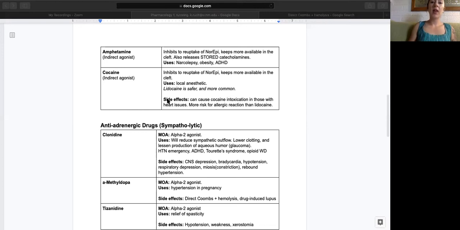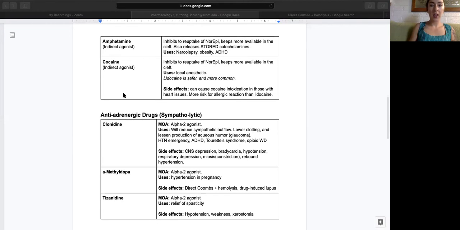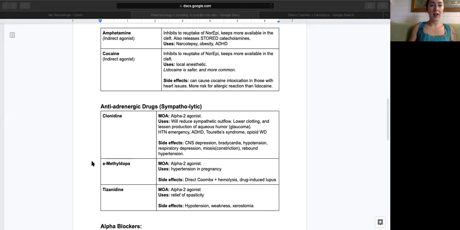Side effects of cocaine can be intoxication, and you need to be really careful in people with heart issues, as they're more susceptible to having a stroke or a heart attack from drugs such as cocaine, even when used medicinally. Also, there's a risk for dependence and abuse.